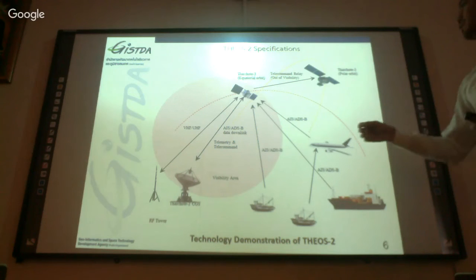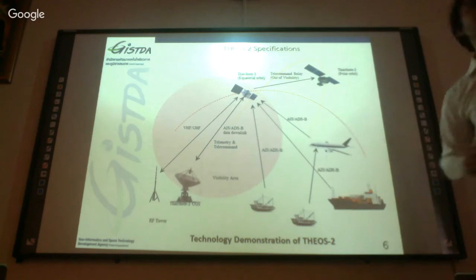Especially, we will use AIS and ADS-B for communication, to identify items on the sea or on the ground, and send the data to air traffic control also.